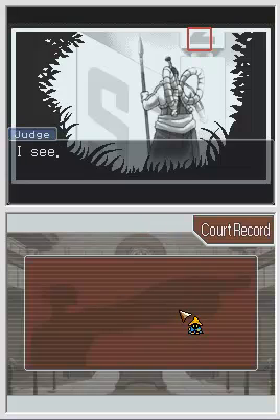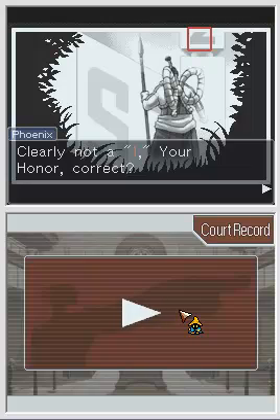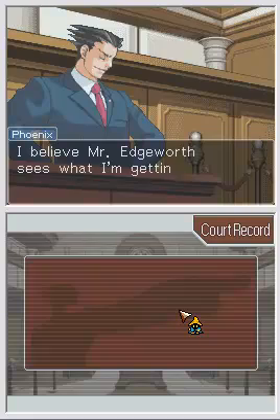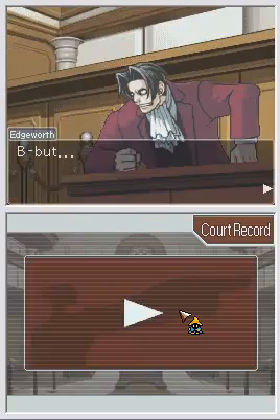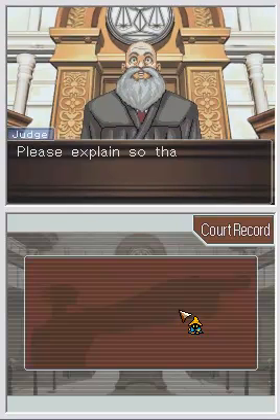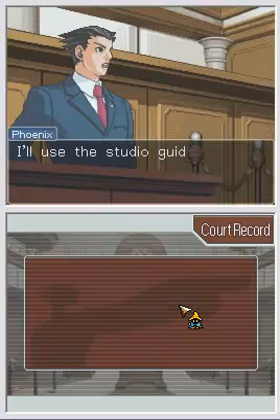Your Honor! Look at this! I see, a gate? Might I draw your attention to the number on the gate? The number? Oh yes, well, it's hard to see, but it looks like a 2. Clearly not a 1, Your Honor, correct? I believe Mr. Edgeworth sees what I'm getting at! But that's impossible! What's this all about? Please explain so that I might be shocked along with the rest of the court!